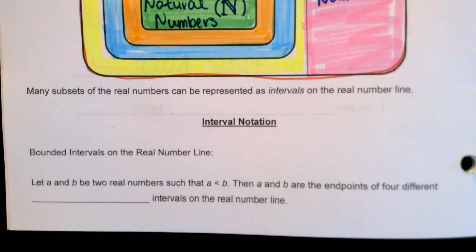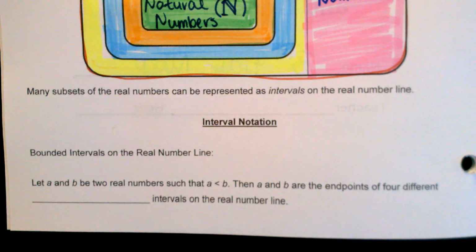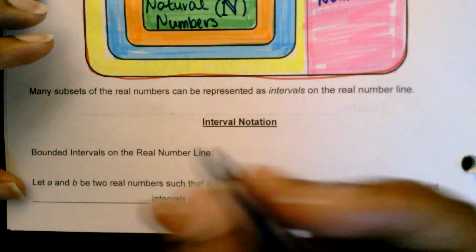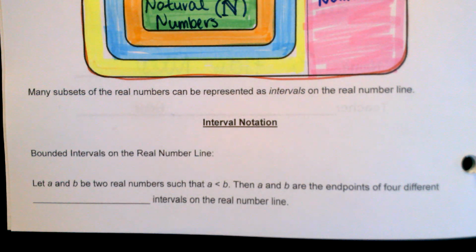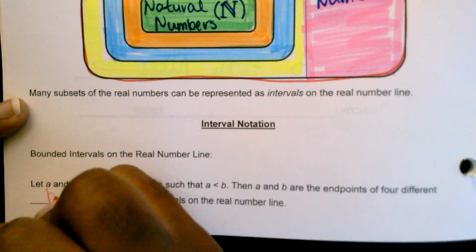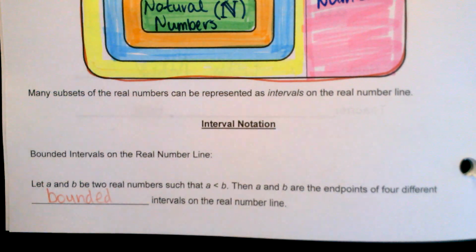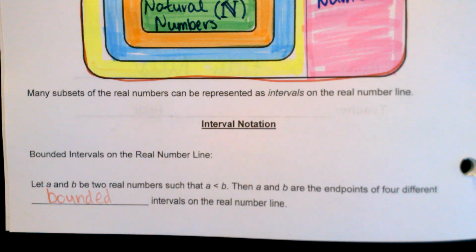Next, we're going to talk about interval notation. We have bounded intervals on the real number line. We let A and B be two real numbers, any numbers within the set of real numbers, such that A is less than B. Then A and B are the endpoints of four different bounded intervals on the real number line.